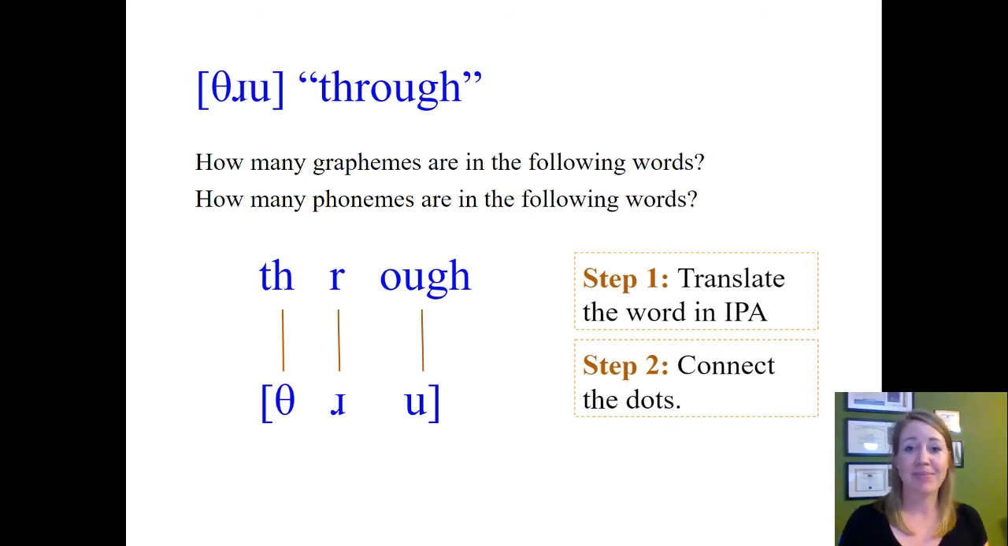So looking at this, how many graphemes are in the word through? 1, 2, 3. TH is one grapheme because it represents the one sound. R is another grapheme because it represents the sound R. And OUGH is another grapheme because it represents the one sound oo. Okay, I have 3 graphemes in this word. Well, how many phonemes do I have in this word? 1, 2, 3. I can literally count them. There are 3 phonemes in this word.